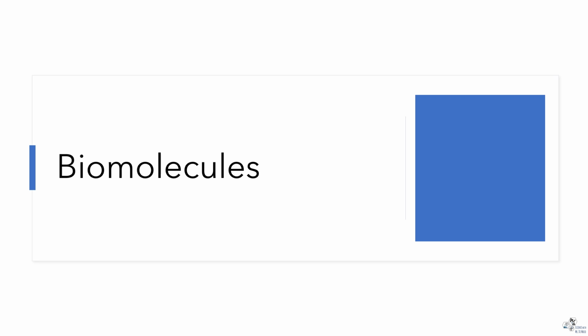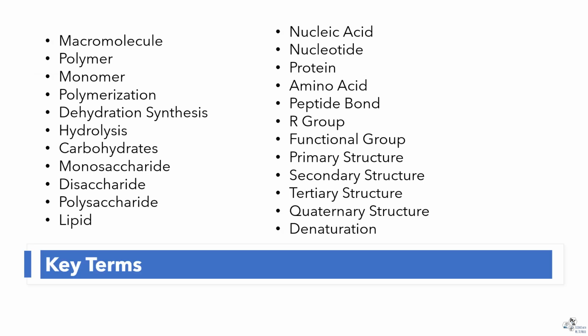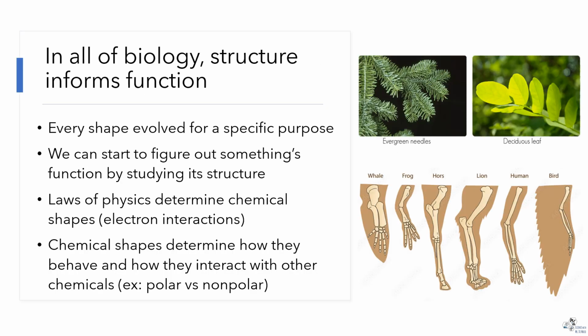So first, starting with this idea of our biomolecules. Here's all of the important key terms for you to know. We have to start with going over one of our main themes in biology, and that is that whatever the structure of a body part, a chemical, an organism, whatever its structure, that will give you a hint as to what its function is. So structure informs the function. And this does go all the way down to a chemical level, and that's what we're going to get into a bit today.